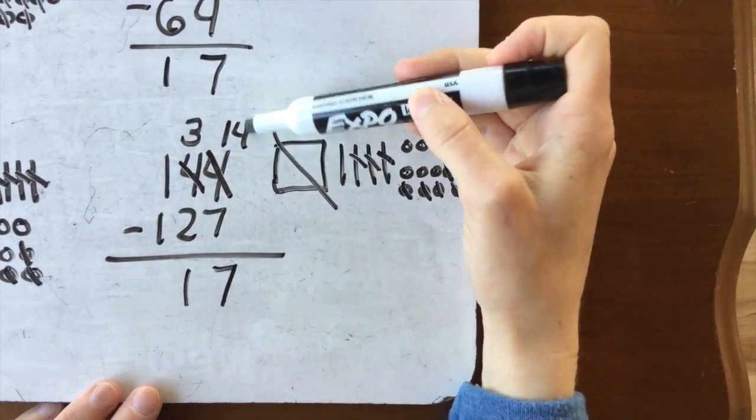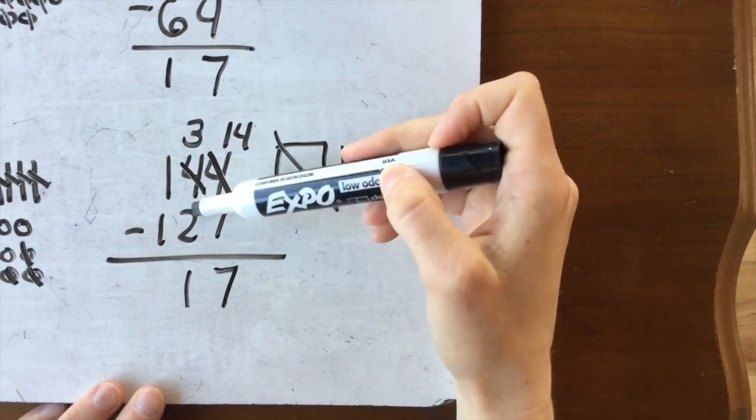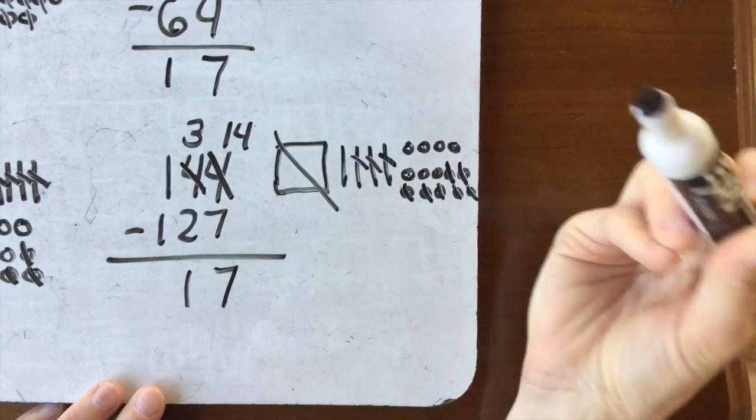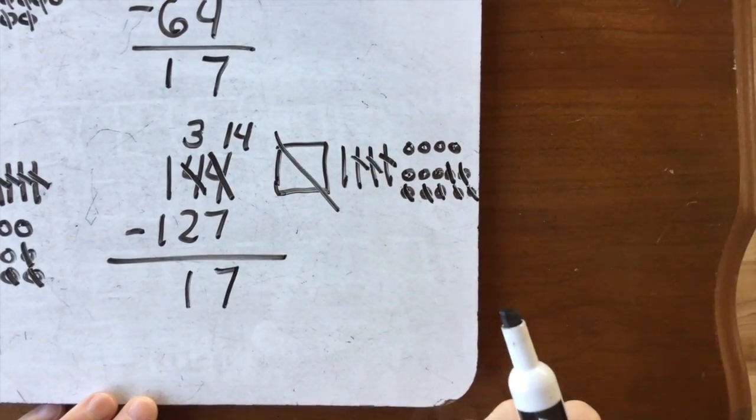So 14 minus 7 is 7. 3 minus 2 is 1. 1 minus 1 is 0. So we get 17. I hope you learned something about subtracting using base 10 blocks.